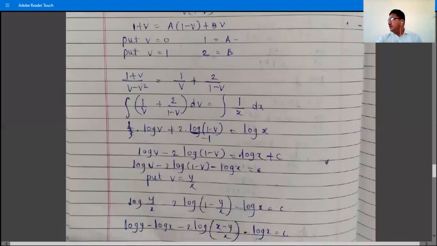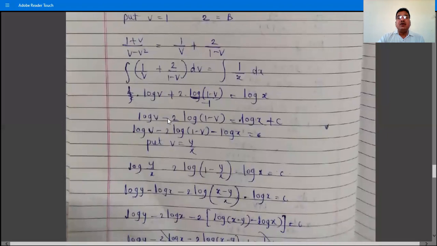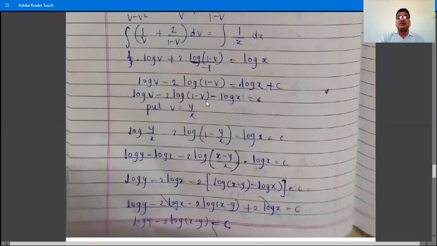What is the integration of 1 by ax plus b? It is log(ax plus b) divided by a, divided by the coefficient of v, which is minus 1. That is equal to log x plus a constant of integration, C. Then log v minus 2 log(1 minus v), it is minus now because of this division by minus 1, is equal to log x plus constant. And then log v minus 2 log(1 minus v) minus log x is equal to constant.